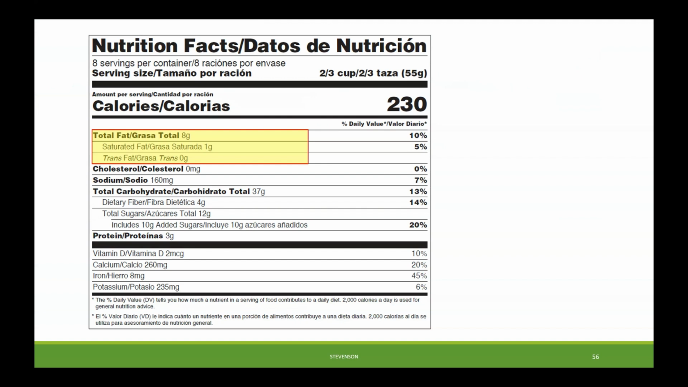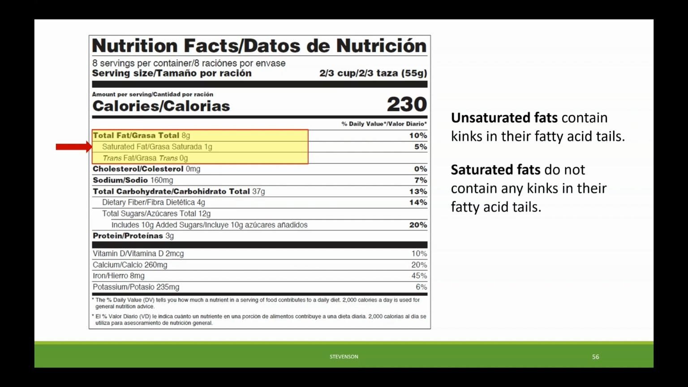So one of the things you see under the fat line on the nutrition label is a line for saturated fats. There are two major classifications of fats. There's saturated fats and unsaturated fats. Unsaturated fats are ones that contain kinks in their fatty acid tails, whereas saturated fats are ones that do not contain any kinks. So let's see what this looks like.